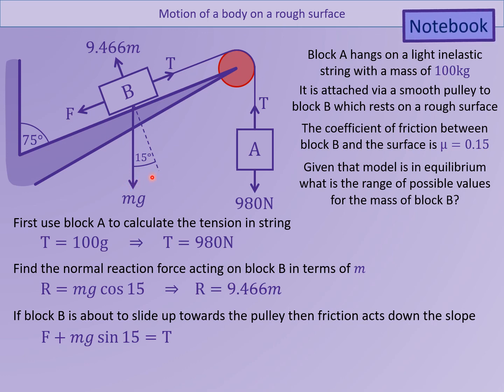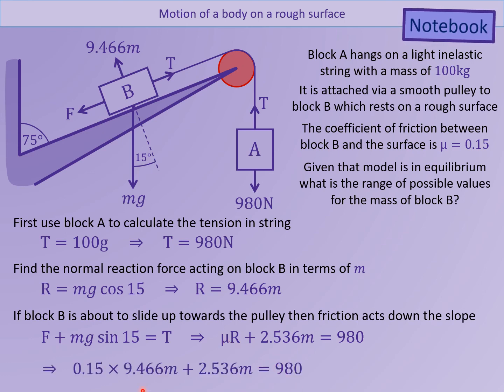All right, in other words, the mg sine 15. So the tension has got to work equal both of them. So we've got that force pulling up. Can we sort this out? Yes, we can. We can substitute F in for mu R. We know the mu value is 0.15. We know the R value is 9.466 m. So we can substitute those two bits in.